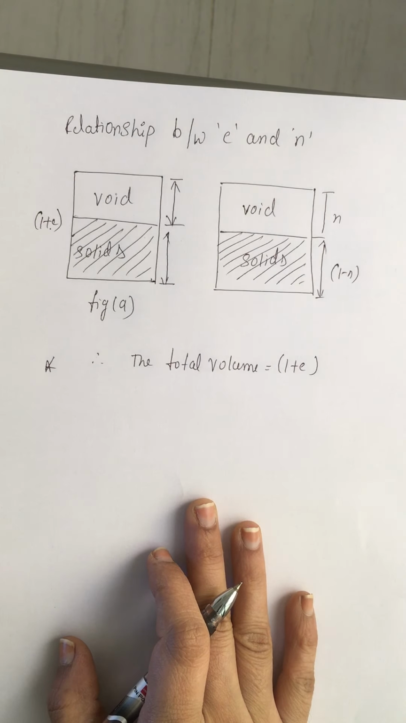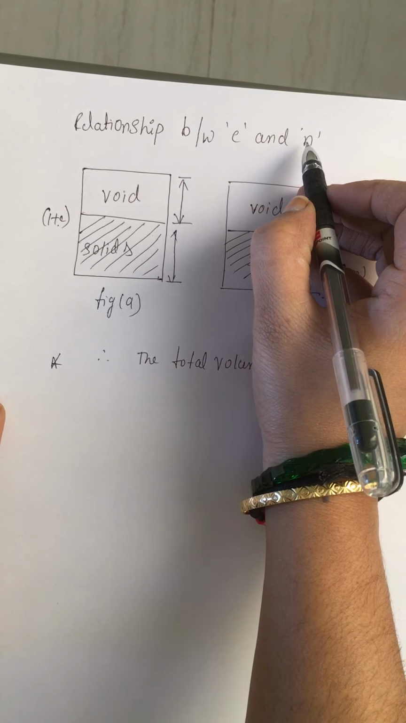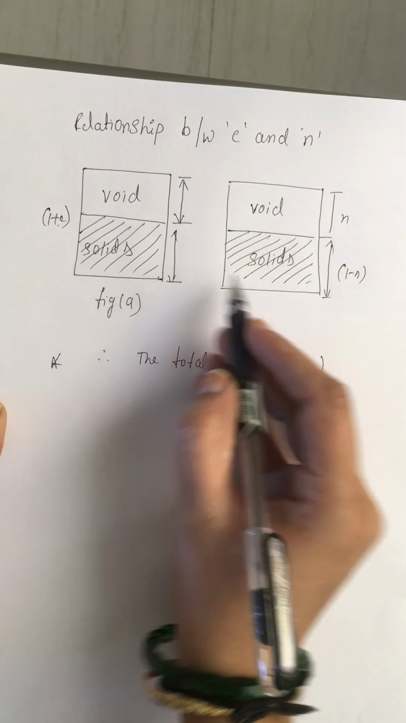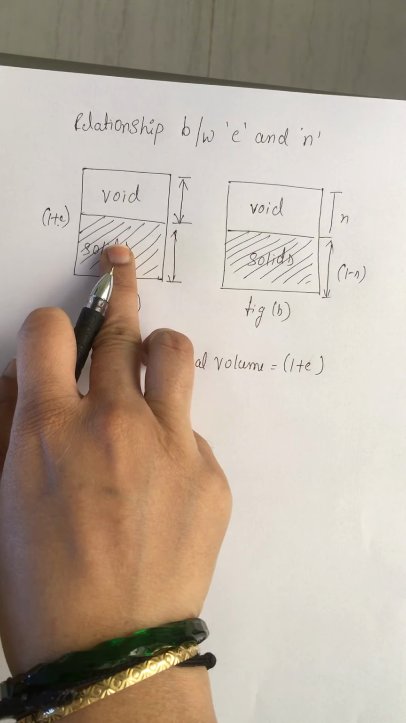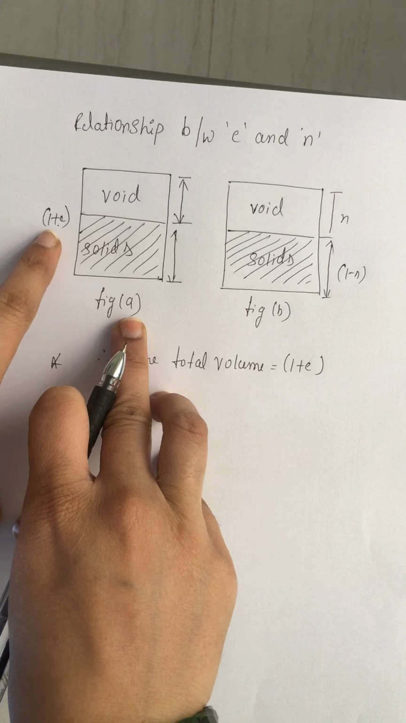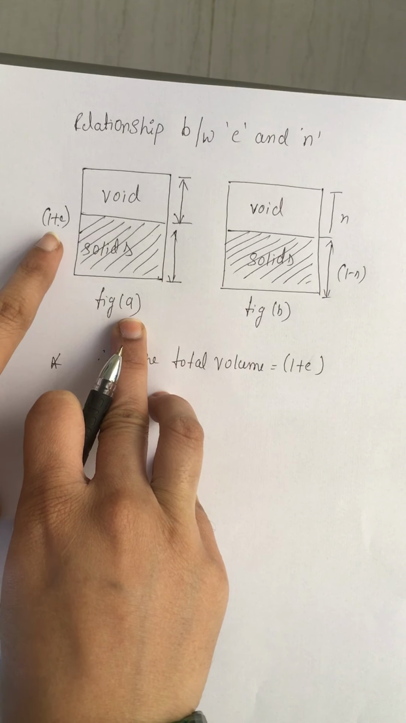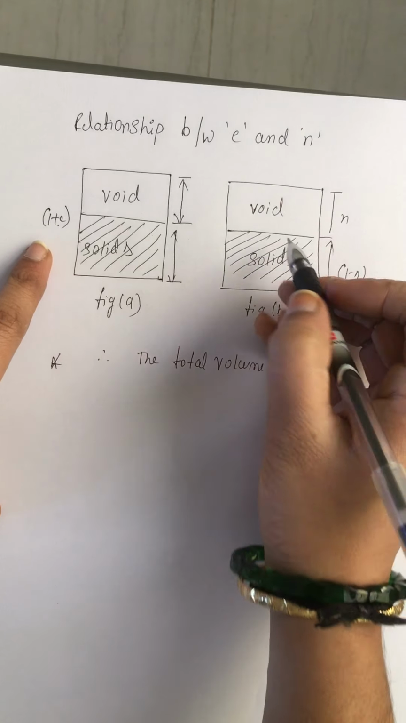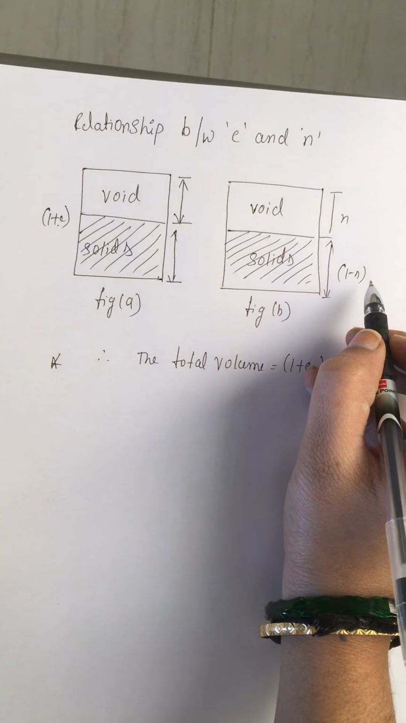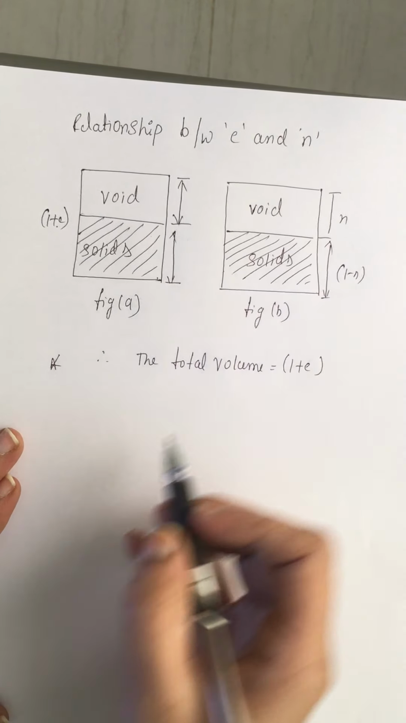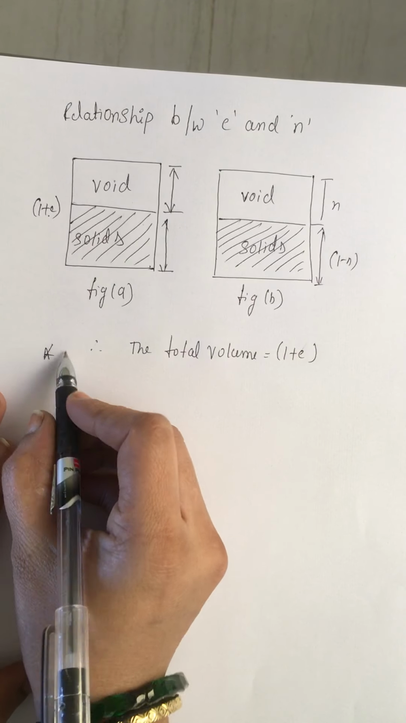Let us study the relationship between void ratio and porosity. Write down the figure in terms of the phase diagram. Figure A indicates 1 plus e: in terms of the void ratio we have taken the solids as unity, that is 1, and in terms of the porosity, that is 1 minus n. So in figure A, the total volume is taken as 1 plus e.